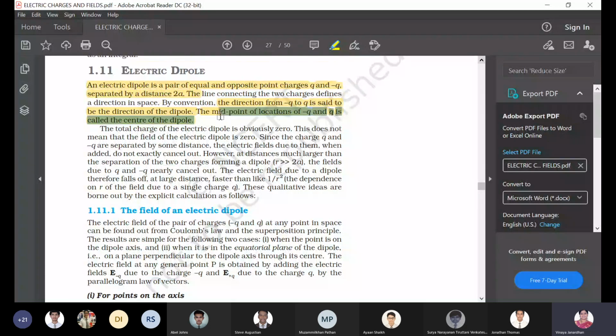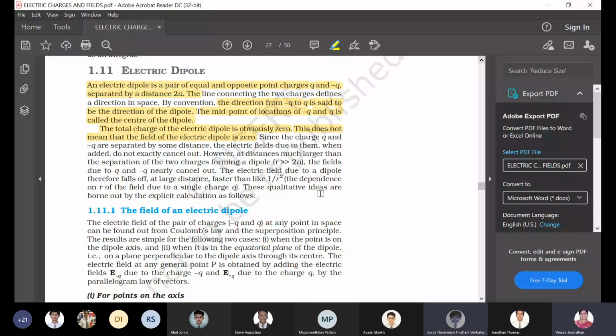Now look at this. The total charge of the electric dipole is obviously 0. This does not mean that the field of the electric dipole is 0. Though the total charge is 0, see, what is electric field? 1 by 4 pi epsilon naught Q divided by R square, where Q is the charge. If Q is 0, the electric field should also be 0. But here, though the total charge is 0, it doesn't mean your dipole is not creating an electric field. Is that clear, boys?